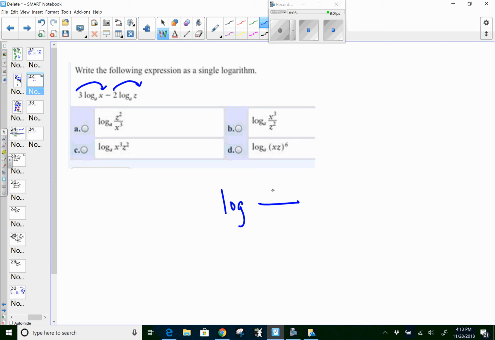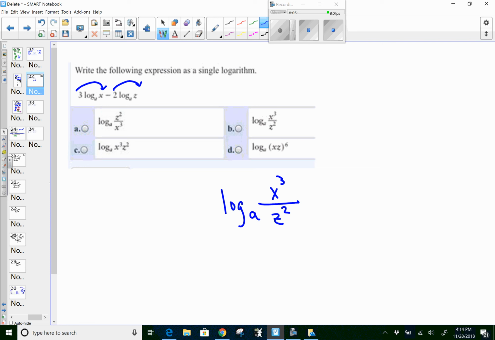The first one. So it's going to be x to the third. And then this one right here again gets kicked back. So it's going to be z to the squared. And if I look over here, the bases are the same, so that doesn't change. It's still going to be log base a.